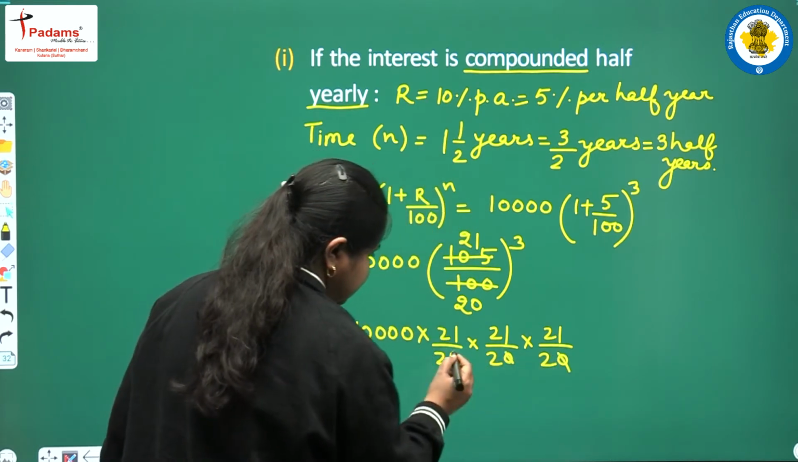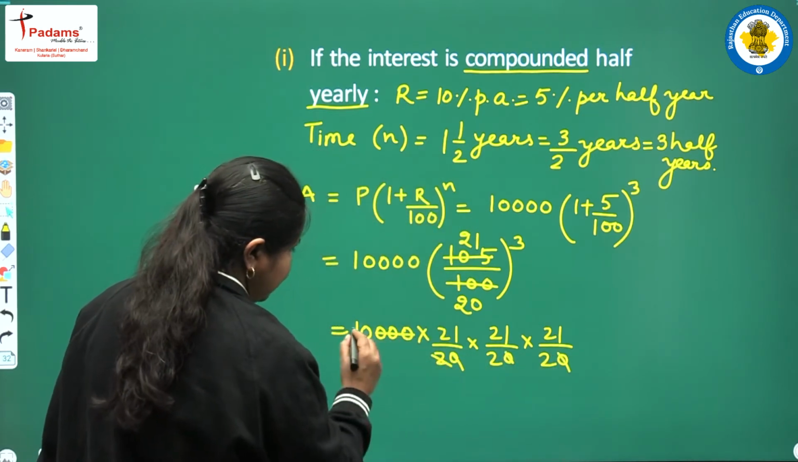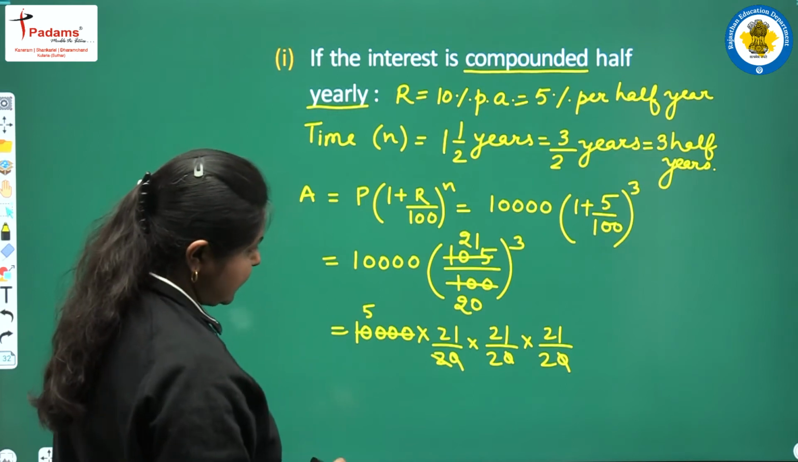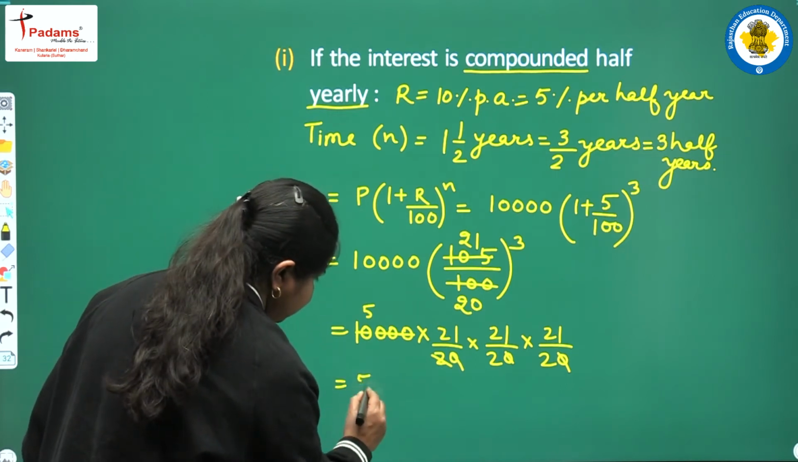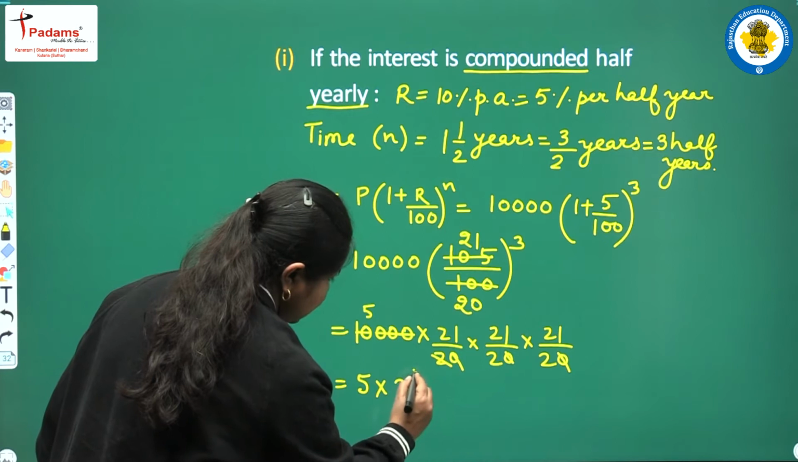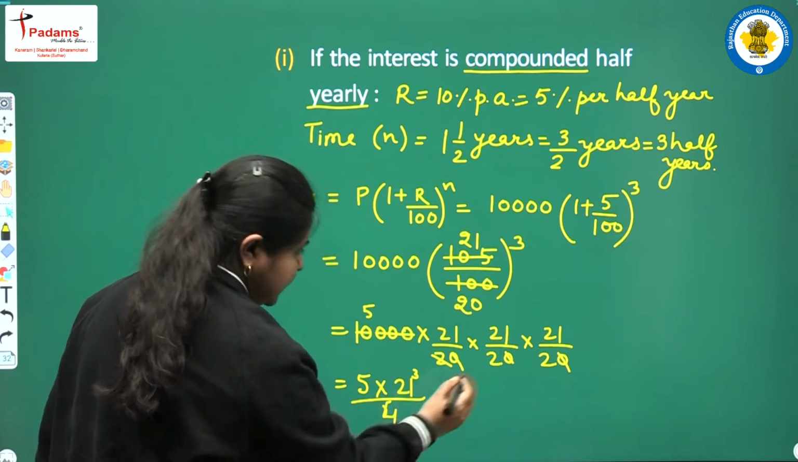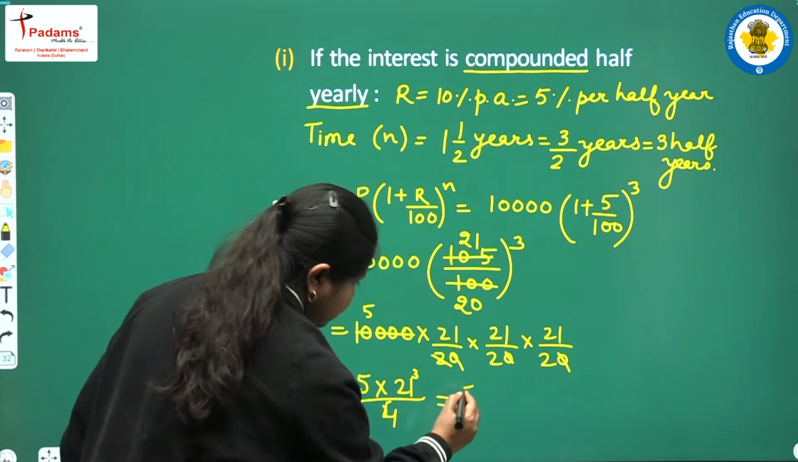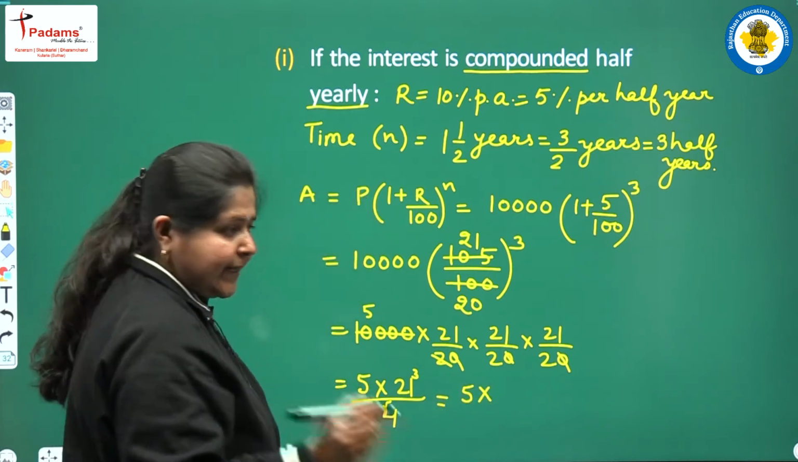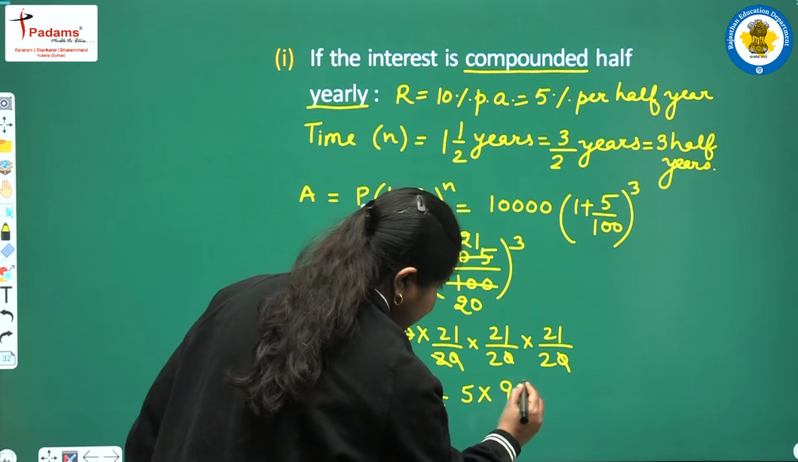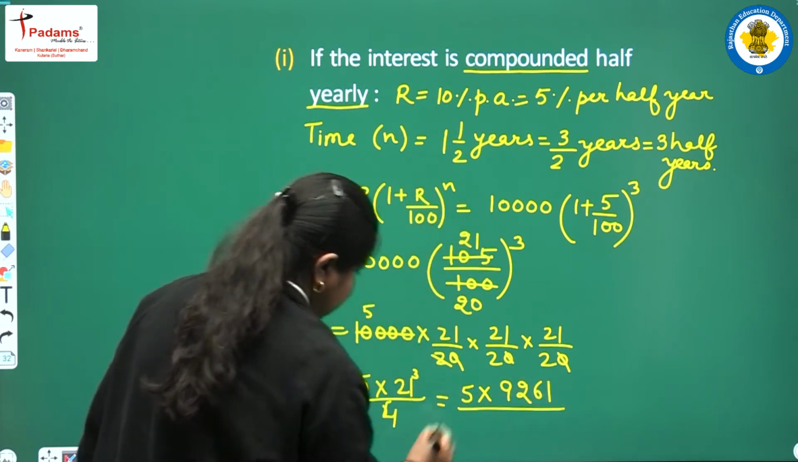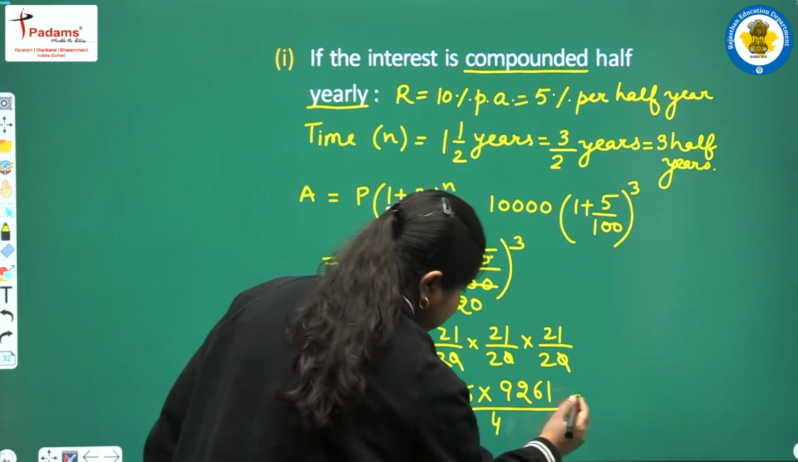ये तीनों ज़ीरोज़ यहाँ से कैंसिल हो गए. ये हो गया 2 5s are 10. Next what we have? 5 and then 21 whole cube. Here we have in the denominator as 4. 2 2s are 4. Now 21 cube, if you find it, you will get it as 9,261 and upon 4.